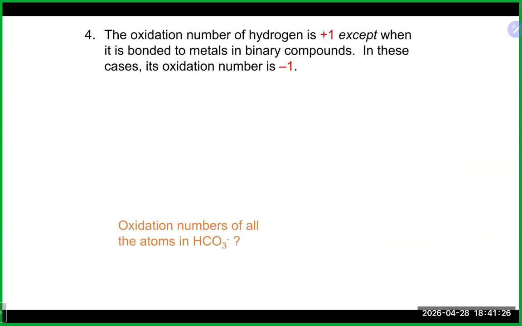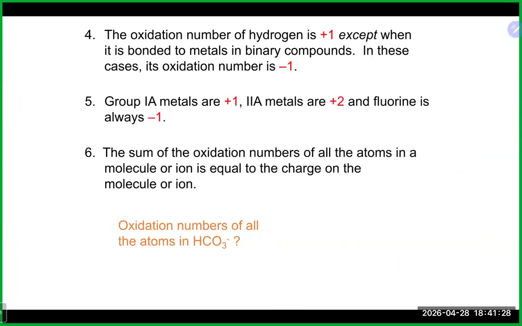When we look at hydrogen, hydrogen is typically +1, except if it's bonded to a metal, and in that case it's going to be hydride, which is -1. So if you had hydrogen that came after a metal, that's going to be a -1 oxidation state for it, like the hydride ion, rather than the +1 that you would have typically. Everybody in group 1 will be +1. Everybody in group 2 will be +2, and fluorine will always be -1.